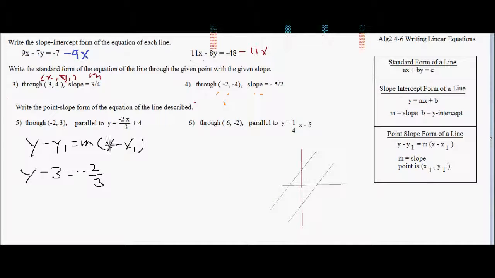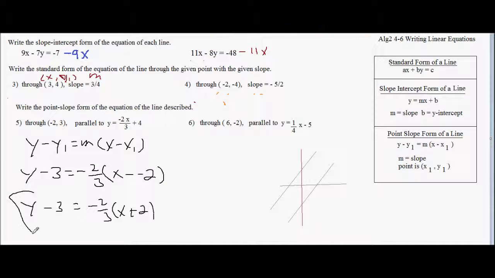So I get minus 2/3 x minus minus 2. So all I have to do is just say y minus 3 equals minus 2/3 x plus 2. And that's it. And they want the point slope form. This is what that is. This is the point slope form. Done.